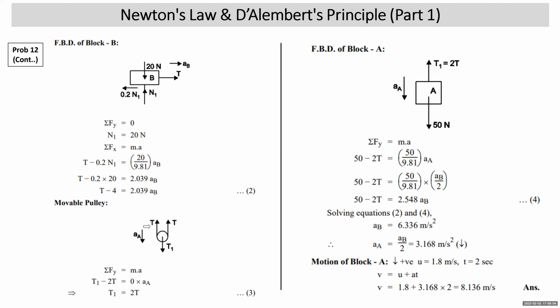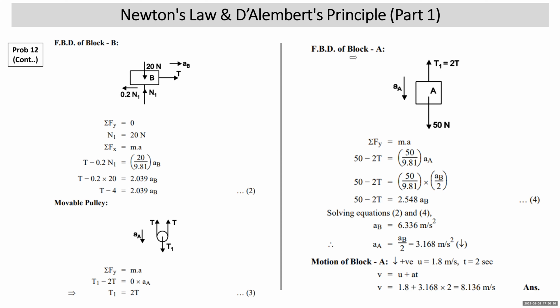This movable pulley is massless, right? Tension in the string connecting these two blocks is T. T1 is the tension in the string connecting block A and the movable pulley. So sigma Fy is equal to MA, right? T1 minus 2T is equal to 0 into A, whereas the mass of this movable pulley, as per your syllabus, is 0. So you get T1 is equal to 2T.